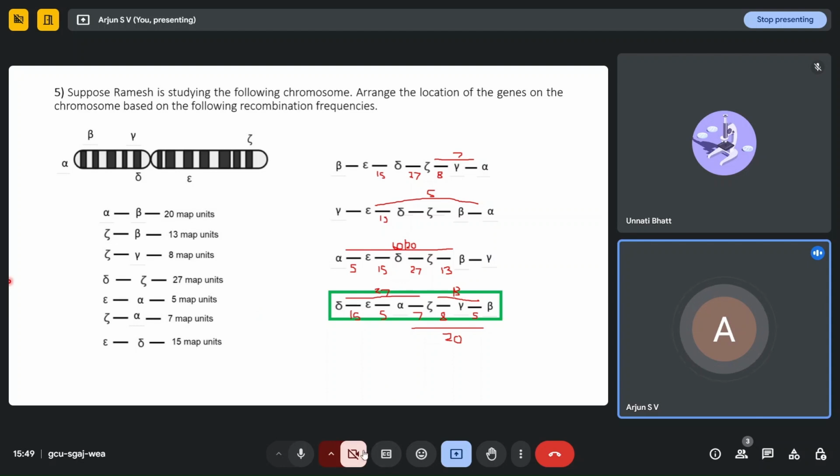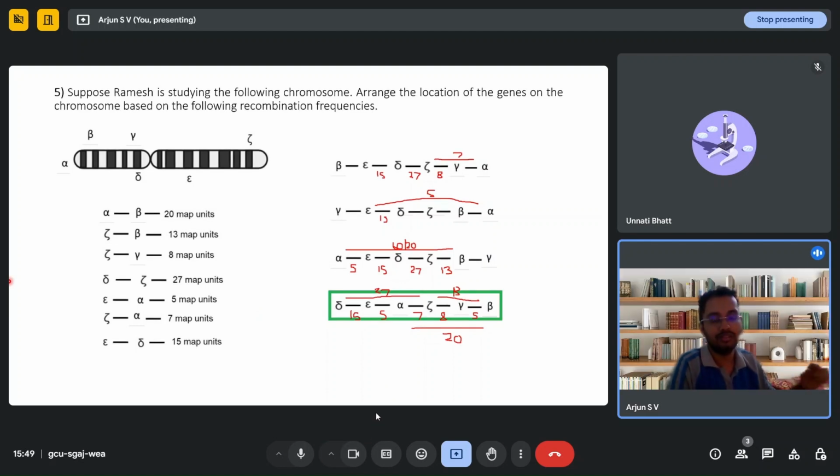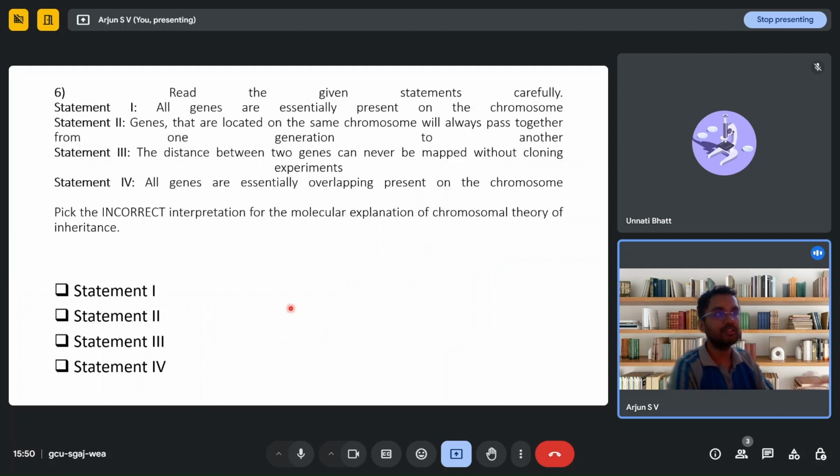In the actual exam, these kind of questions might consume a lot of time as well. So it would be good if you can quickly calculate the map size between these kind of options in the exam. So I'll go on to the next question.